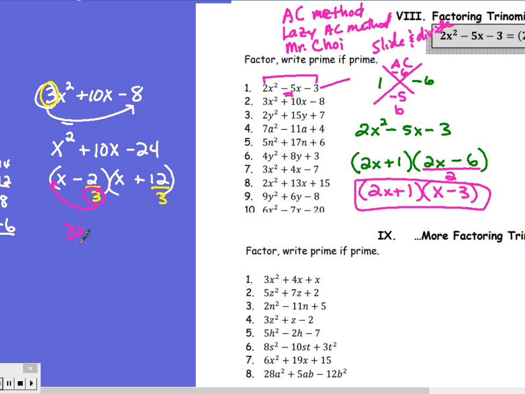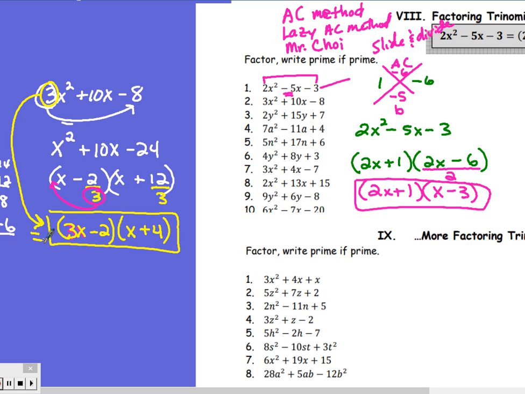So 3x, sorry, that's hard to see. 3x minus 2 would be my first factor. And here, 12 divided by 3 simplifies, and we get x plus 4. So now we can say this and this are equal. If I multiply this back together, 3x squared is good. Plus 12 minus 2, positive 10, minus 8. Works out. Okay, so that's called the slide and divide method.